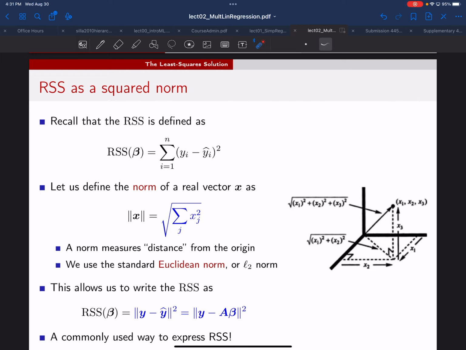like if I'm a taxi driver in Manhattan and not a crow flying, and I want to get from one place to another, I can't take the direct line. I have to drive down one block, turn, drive down another block. That's actually called the L1 norm. But this norm is just as the crow flies, the direct line between 2 points, and that's called the Euclidean norm or the L2 norm.